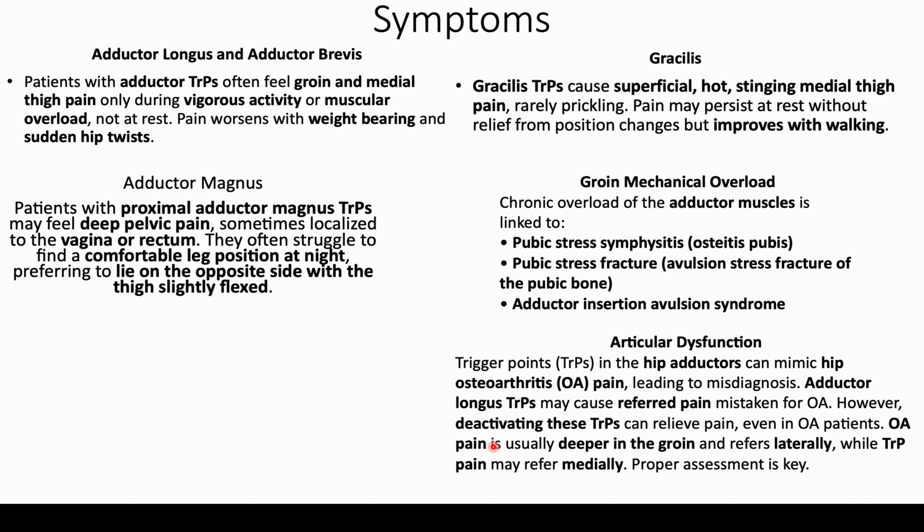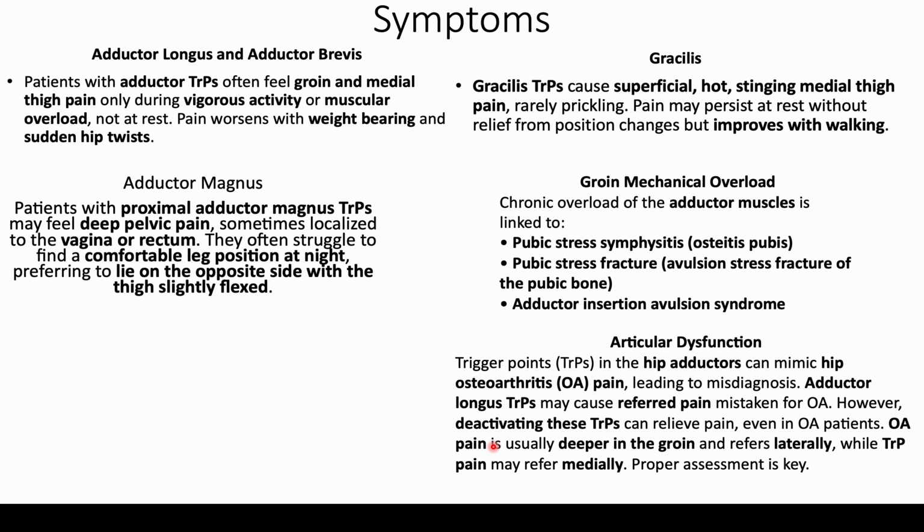Symptoms when it comes to the adductor longus and brevis: patients with adductor trigger points feel groin and medial thigh pain only during vigorous activity or muscular overload, not at rest. Pain worsens with weight bearing and sudden hip twists.